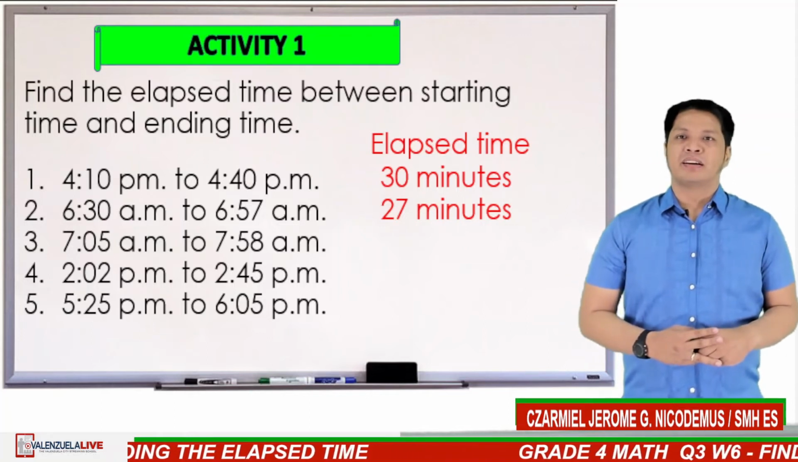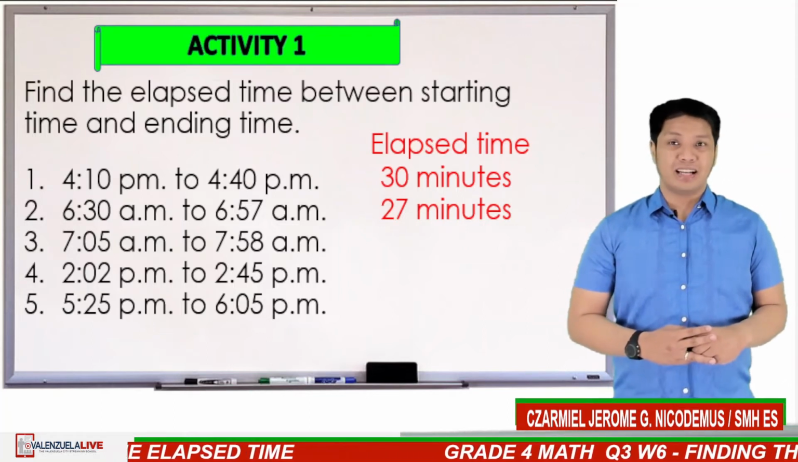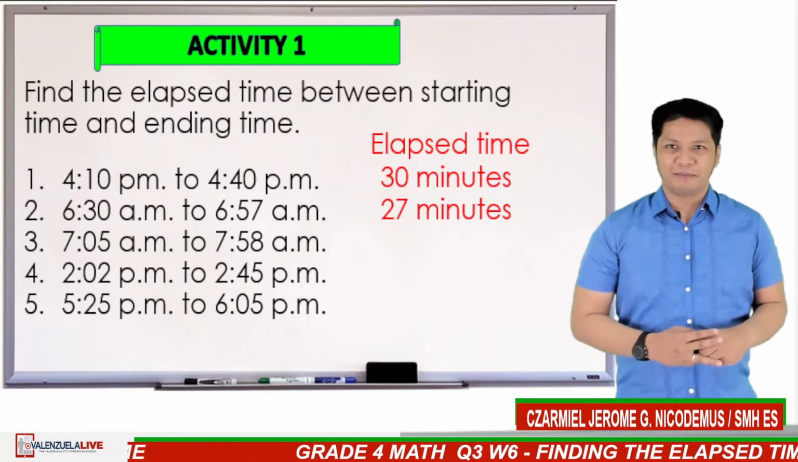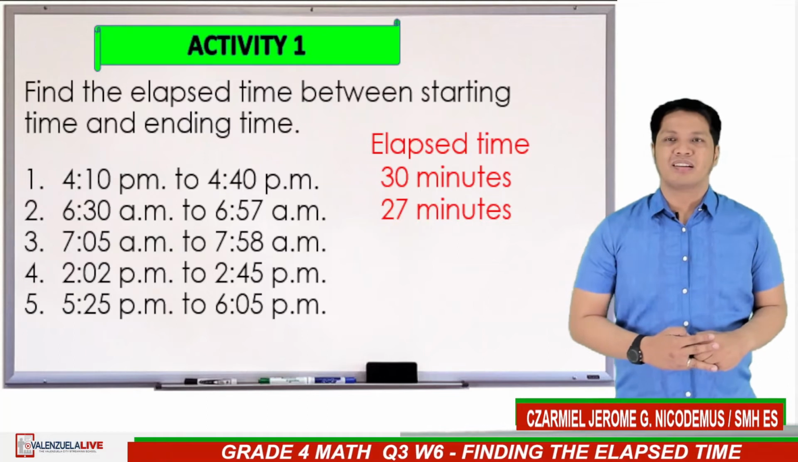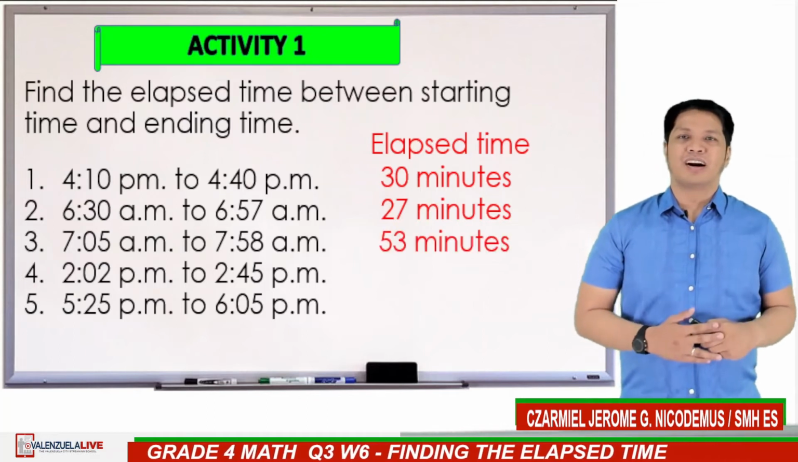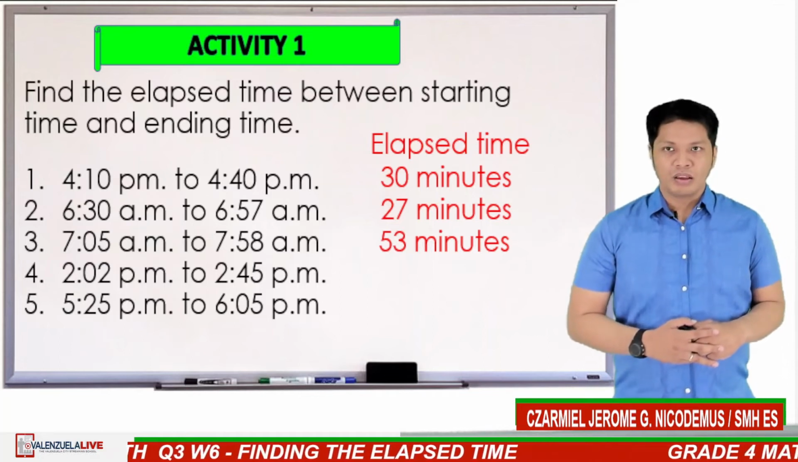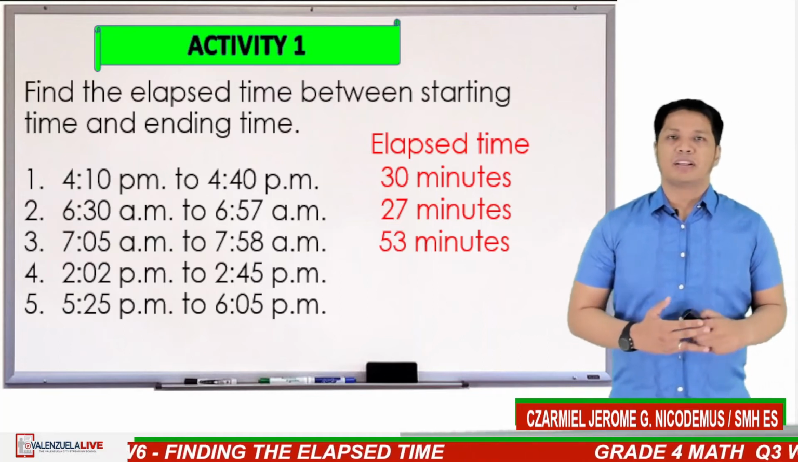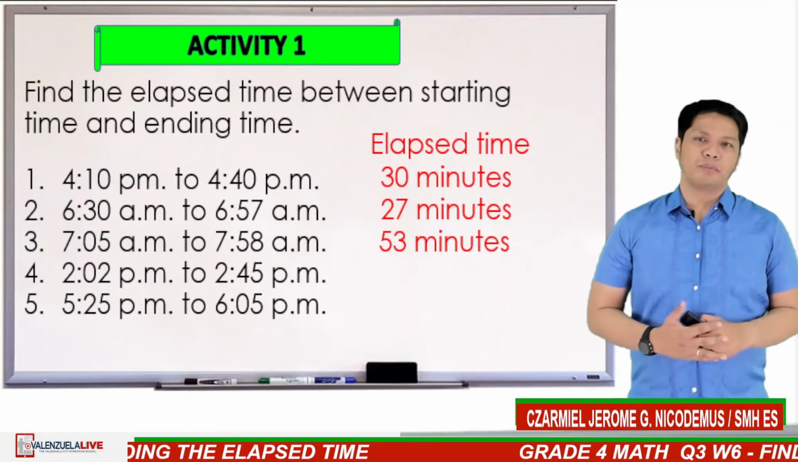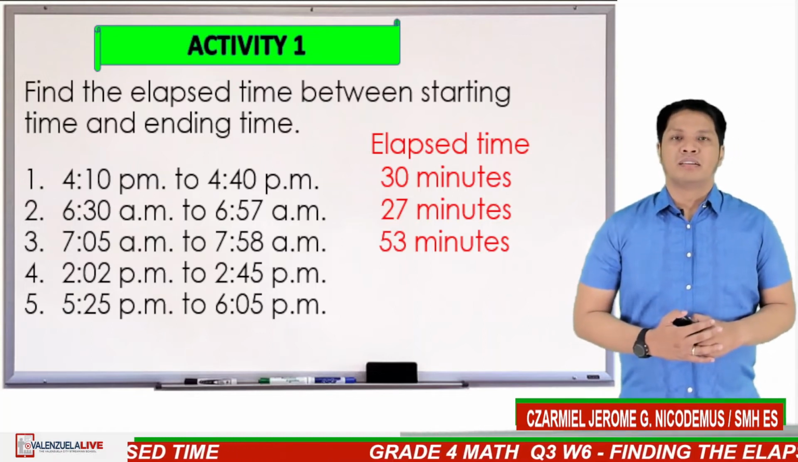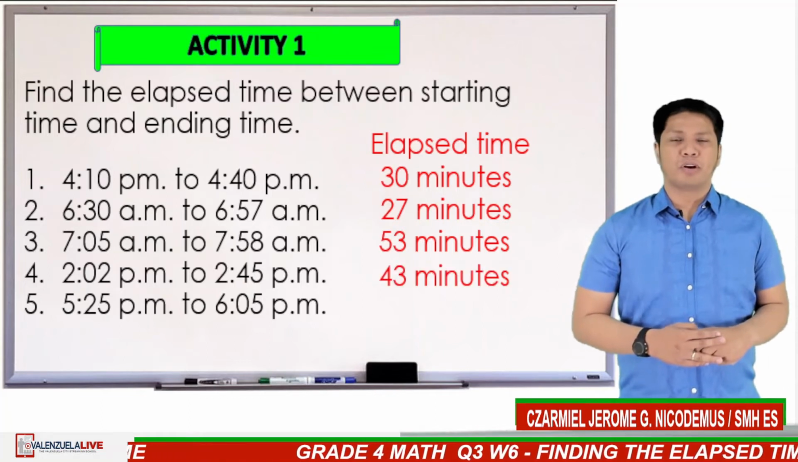Number 3, what is the elapsed time from 7:05 a.m. to 7:58 a.m.? So there are 53 minutes. Number 4, what is the elapsed time from 2:02 p.m. to 2:45 p.m.? The elapsed time should be 43 minutes.